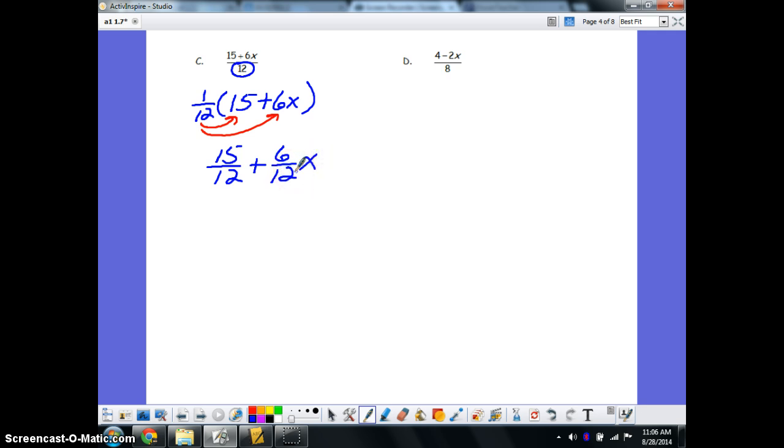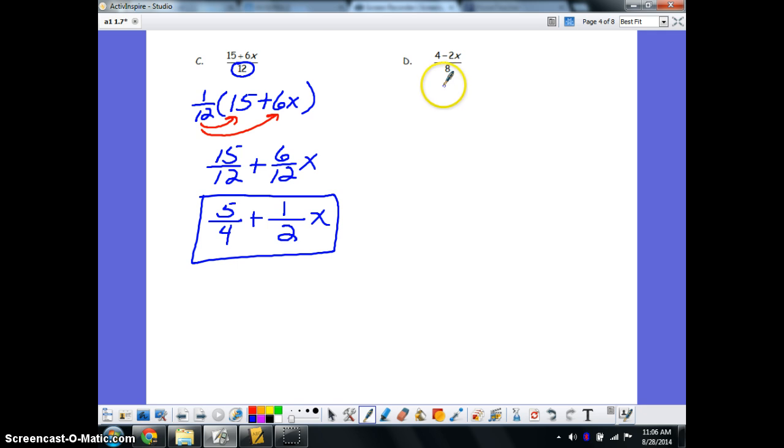And then we can look to reduce those individual fractions. 15 and 12 have a common factor of 3, so we're going to divide each of those by 3. So 15 divided by 3 is 5. 12 divided by 3 is 4. 5 and 4 have no further common factors other than 1. 6 and 12 have a common factor of 6, so we're going to divide each of those by 6. 6 divided by 6 is 1. 12 divided by 6 is 2. And we still have the x. And that is the simplified sum for that fraction.